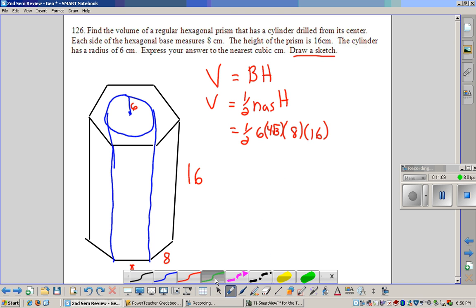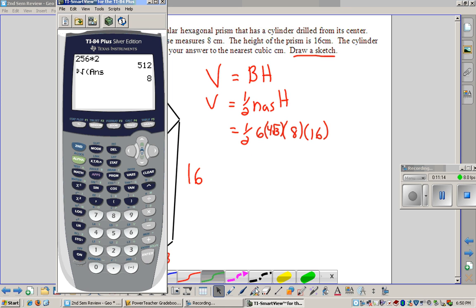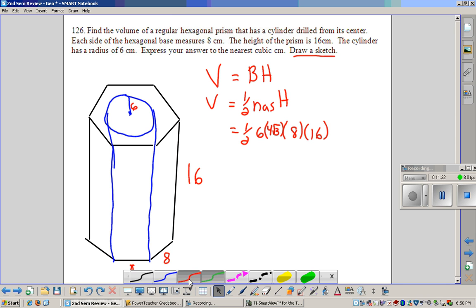Now, let's calculate that volume on our calculator. 0.5 times 6 times 4 times the square root of 3 times 8 times 16. It's 2,660 about.